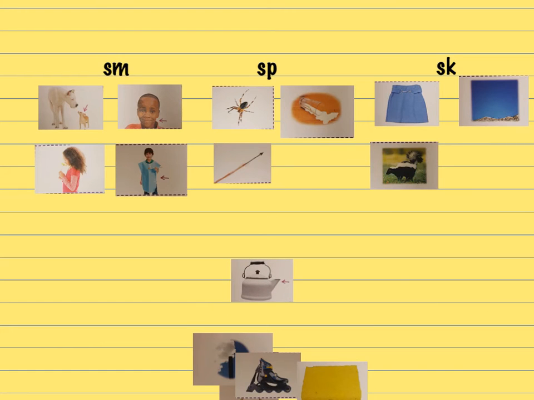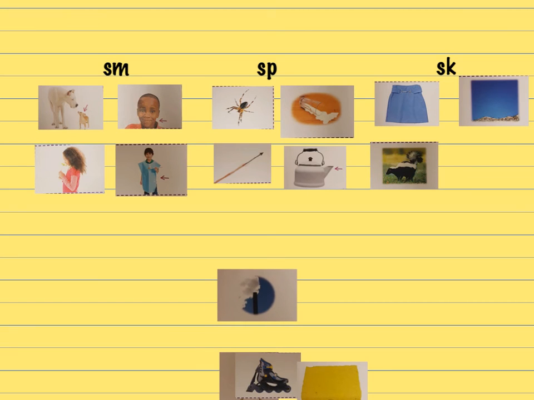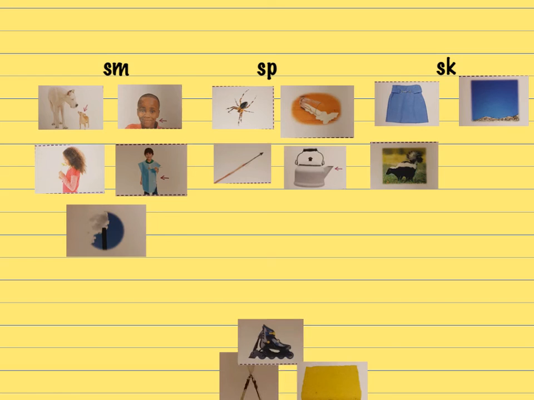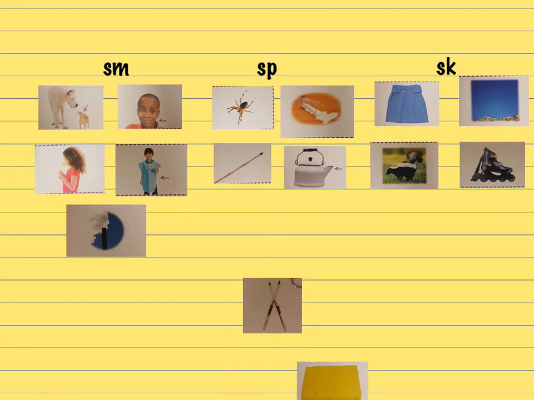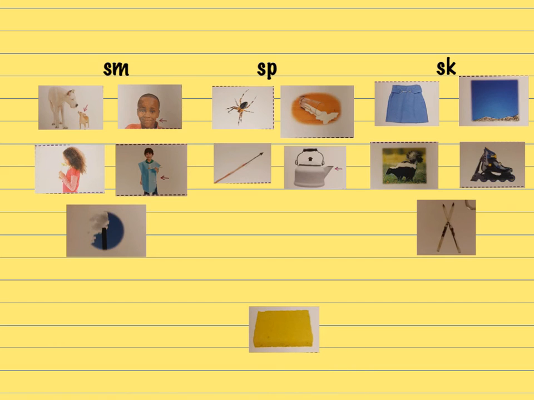Spout, I hear the SP, sp. Smoke, I hear the SM, sm. Skate, I hear the SK, sk. Skis, I also hear the SK, sk. And sponge, I hear the SP, sp.